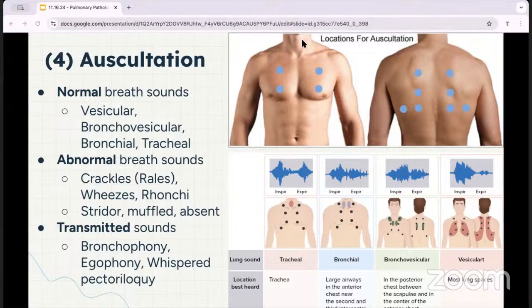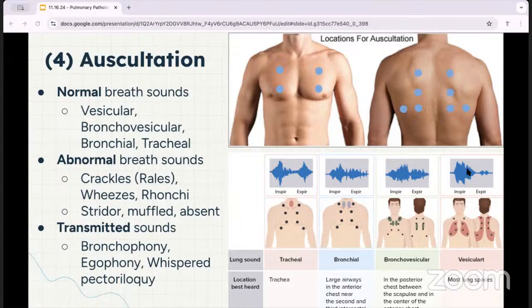And also the inspiratory phase, basically the breathing in phase, should be longer than the expiratory phase, or the breathing out phase. You can see here, vesicular, see the inspiratory phase is much longer than the expiratory phase in most lung spaces. And then there's bronchovesicular sounds.